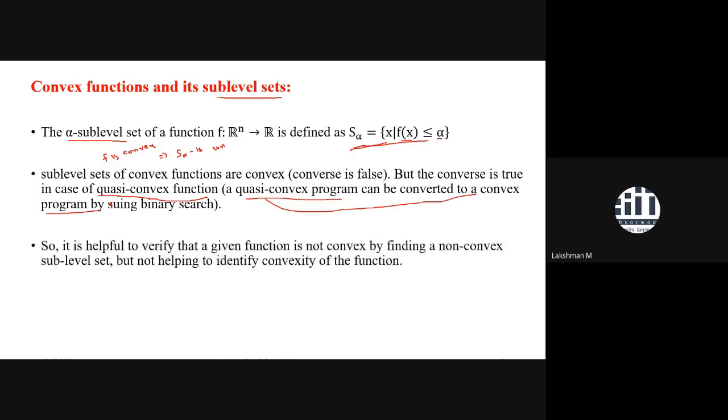So we can simply say that the sublevel test is helpful to verify that a given function is non-convex. What you do is find a non-convex sublevel set, and then you can claim that your given function is not a convex function. It is a contrapositive kind of relation. You are not going to establish directly that P implies Q.